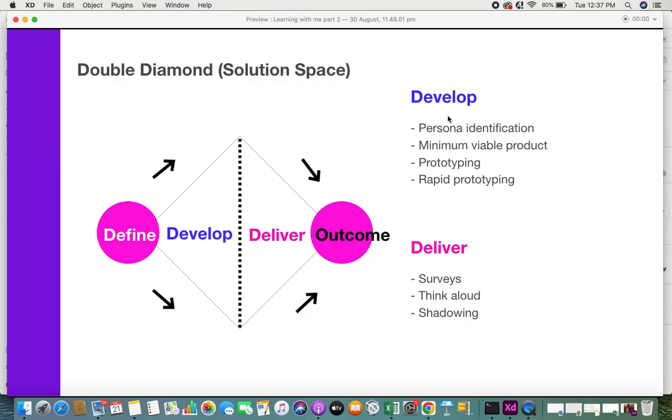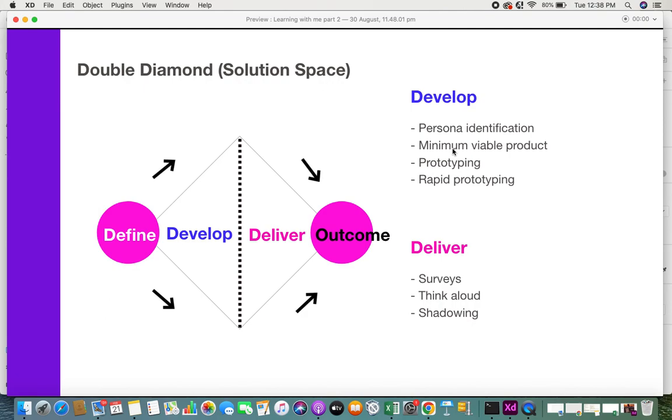So that's why they say always define your persona. If you don't know how to build a persona, I've made a couple of videos on that, and I'll provide the links in the description box so you can go through them. The next way in which you can develop solutions is by building an MVP, a minimum viable product. I've made a couple of videos on that also.